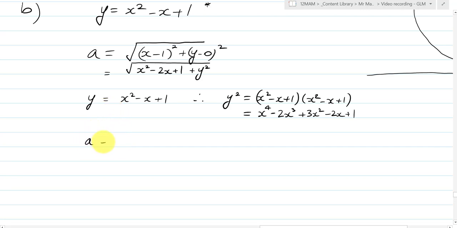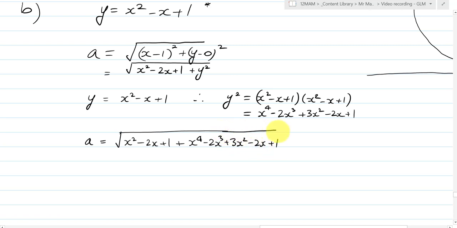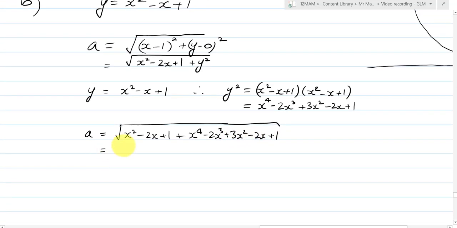So I get my a, my distance, is equal to the square root of x squared minus 2x plus 1 plus y squared, which is x to the 4 minus 2x cubed plus 3x squared minus 2x plus 1. So things are a little bit out of hand here. And this is equal to the square root of, I'll put the x to the power of 4 first, minus 2x cubed plus 4x squared, which is the 3 and the 1 there, minus 4x, which is the negative 2 and the negative 2 there, plus 2, and that's my final a value.